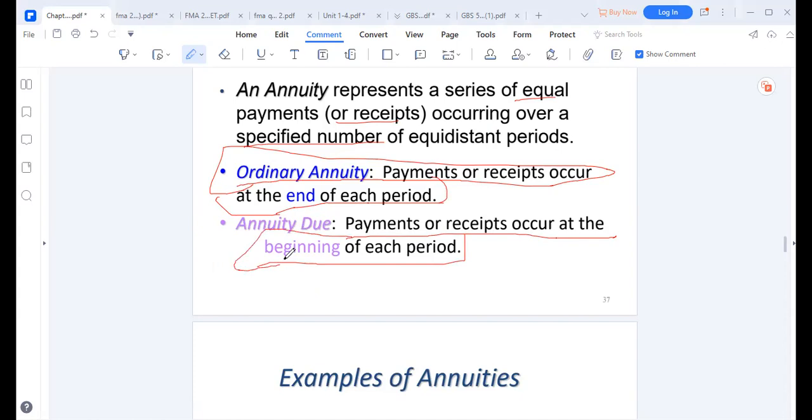So it's an annuity where payments or deposits are being made at the beginning of each period, is what we call an annuity due. This is just about the distinction between an annuity due and an ordinary annuity. If you're making a deposit at the beginning of the period, it's called an annuity due. Ordinary is where payments or deposits are made at the end of the period.